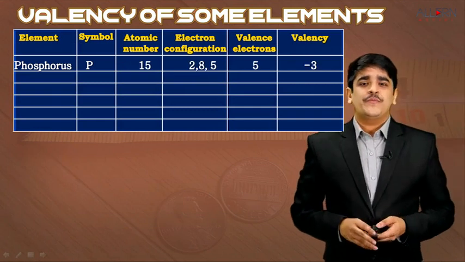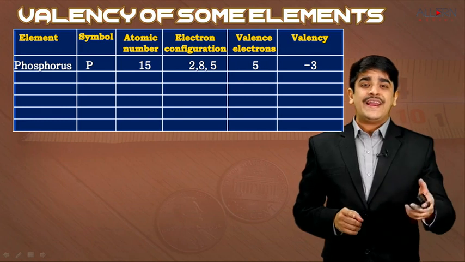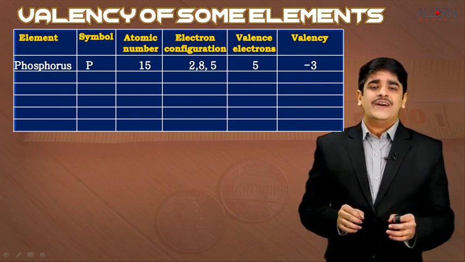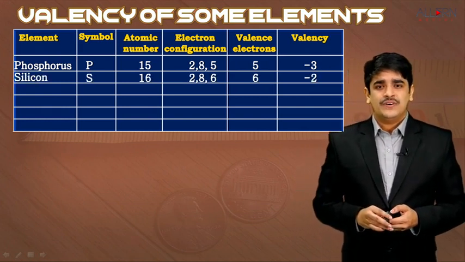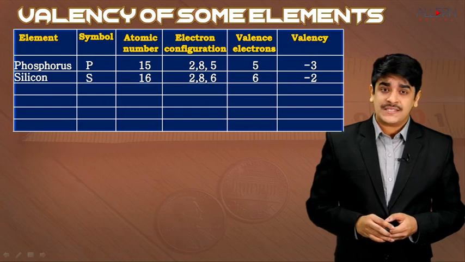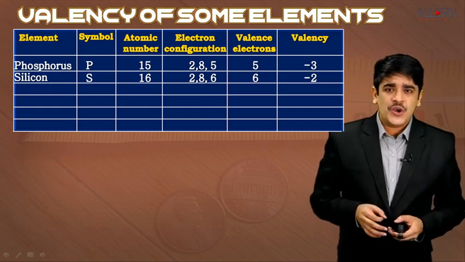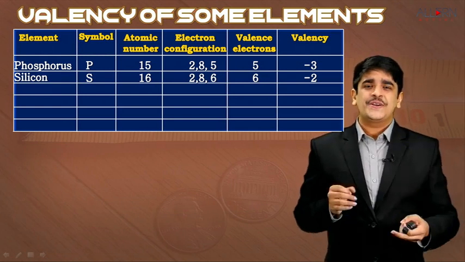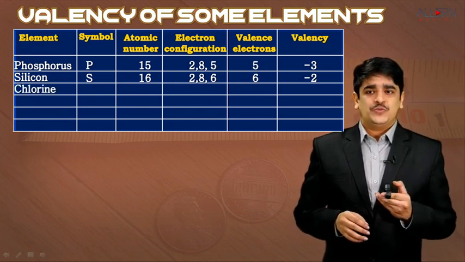Okay, who do we have next? Phosphorus, atomic number 15, configuration 2, 8, 5, desired configuration 2, 8, 8, that's the configuration of argon, gains 3 electrons, has a valency of -3. Then after phosphorus, we have sulfur, S, atomic number 16, configuration 2, 8, 6, desired configuration 2, 8, 8, requires 2 valence electrons, gains them, has a valency of -2.